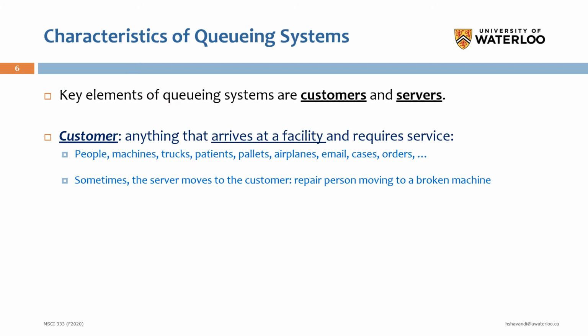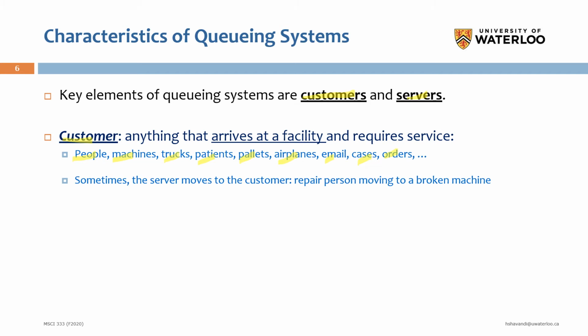The key elements in any queuing system or any queuing model are customers and servers. So a customer is any type of entity that arrives at our system to request a service. For example, it could be people, machines, trucks, patients, pallets, airplanes, email, cases, orders, and so on. So as you see here, it could be anything that needs service or process.